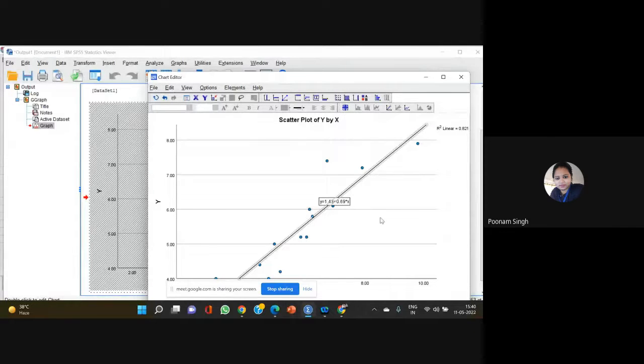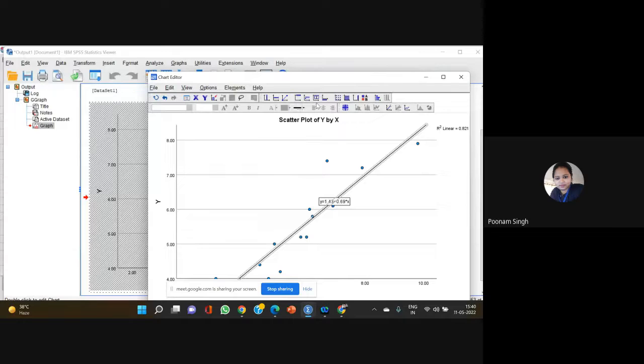Now it will be easy for you to see how these points are scattered around this straight line. So you can say that x and y are linearly correlated, and there is a positive correlation between both the variables x and y.